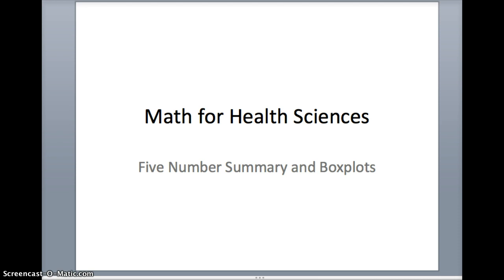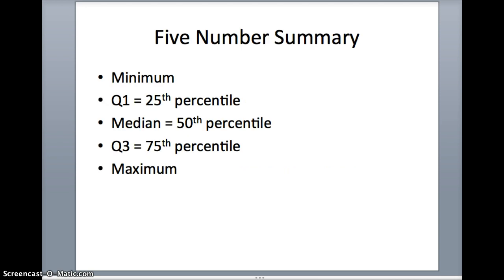And looking at that, the 5-number summary consists of the minimum, Q1, which stands for the first quartile, the median, Q3, which is the third quartile, and the maximum. Well, the first quartile has to be higher than 25% of the rest of the data. So by definition, that's the 25th percentile.